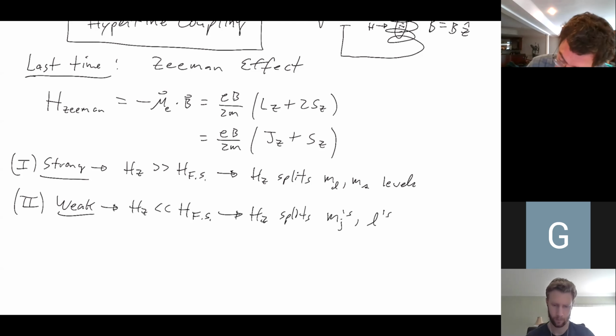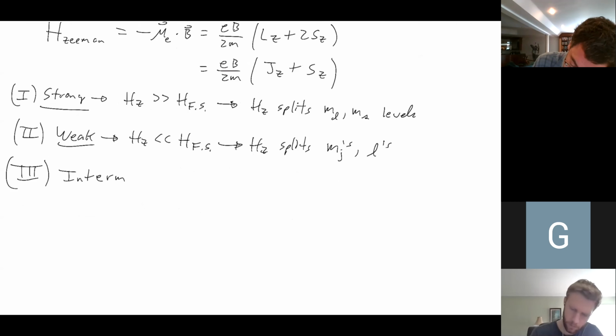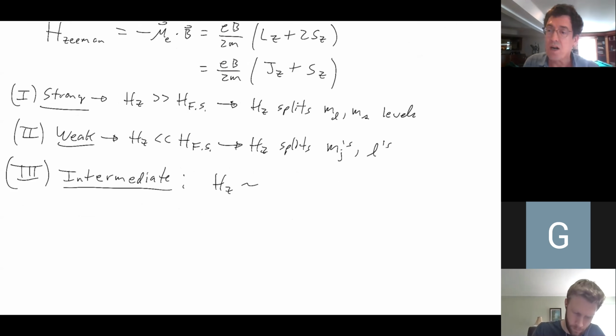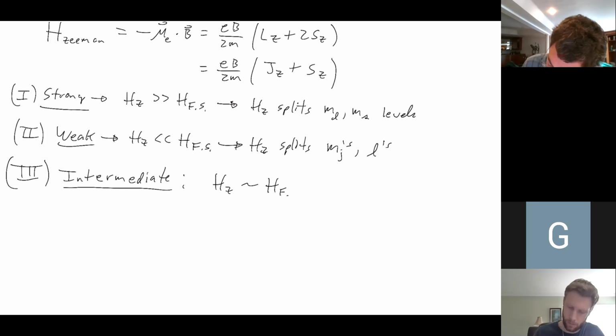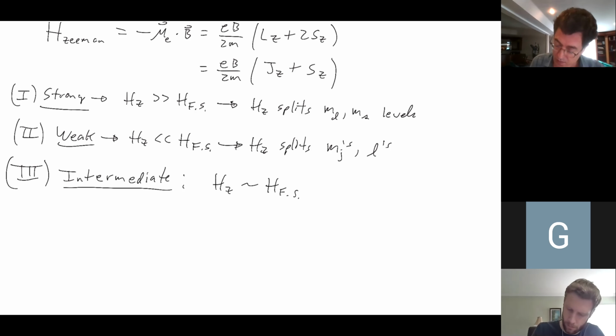But now we're going to do the third regime, which we had not done before. And this is the hardest one, the intermediate field regime. In the intermediate field regime, the Zeeman splitting is on the same order as the fine structure. So now we cannot push one or the other off into the perturbation. Now they both are in the perturbation.